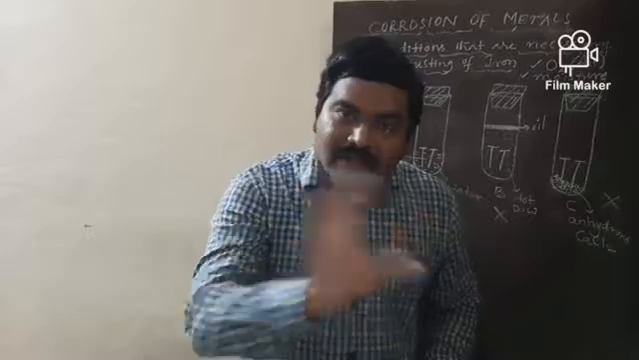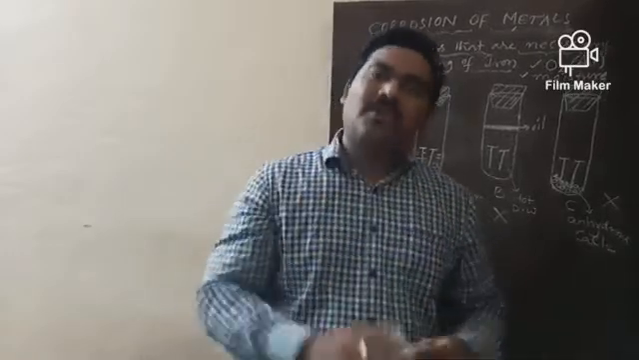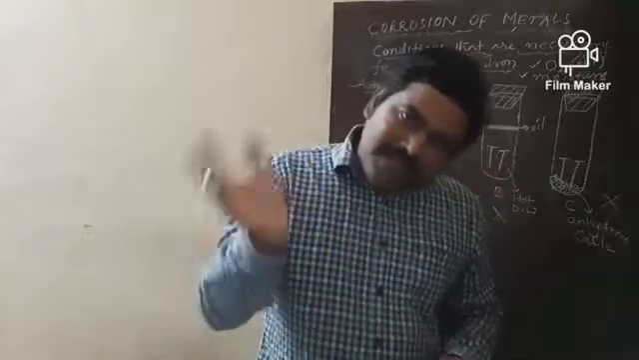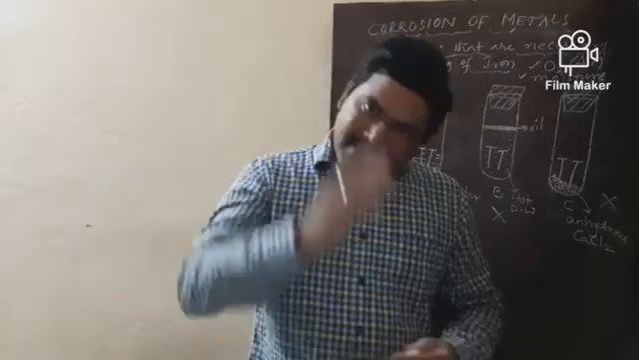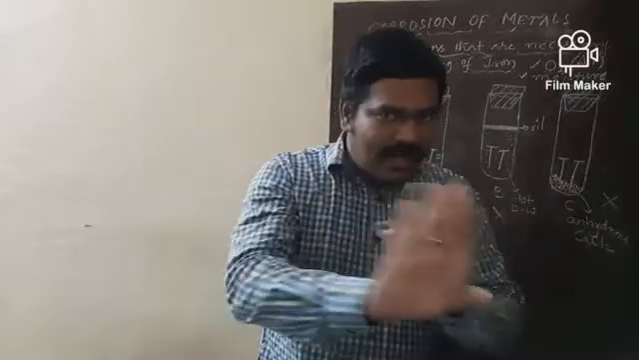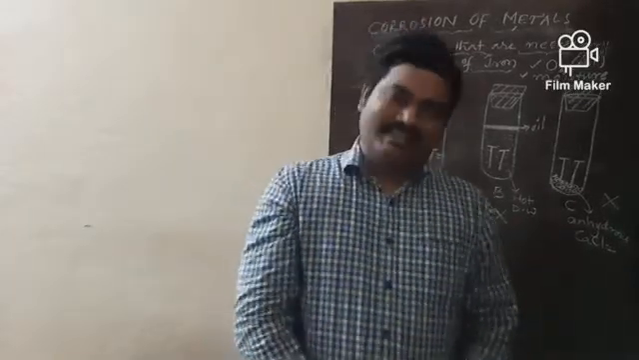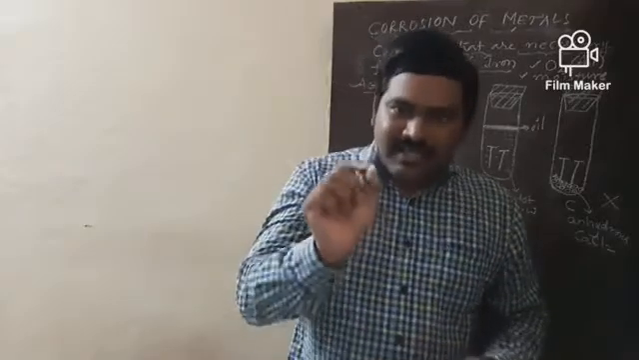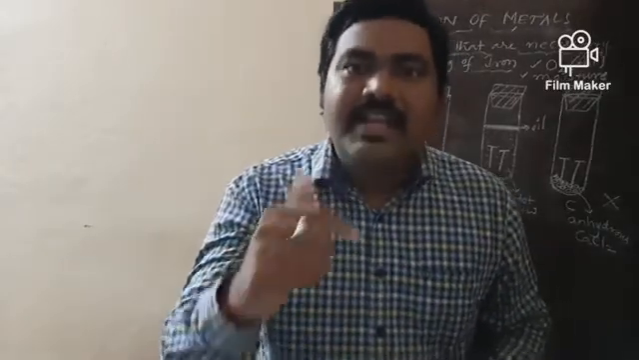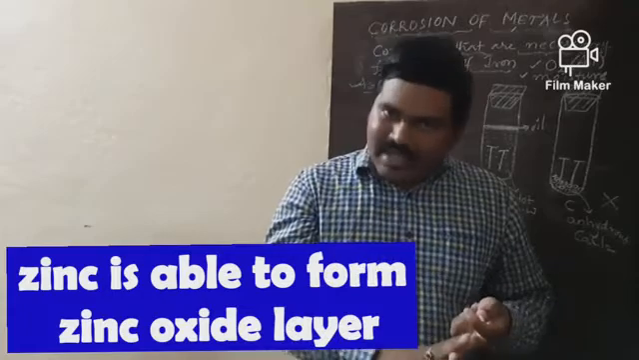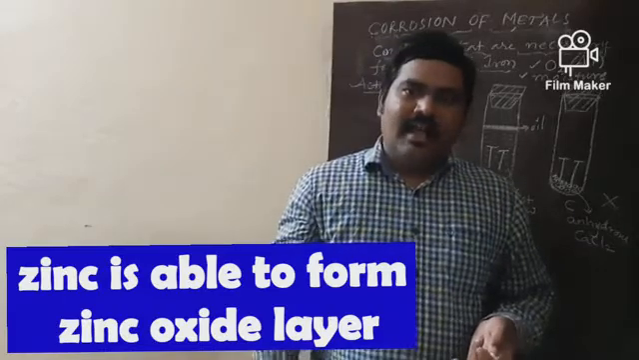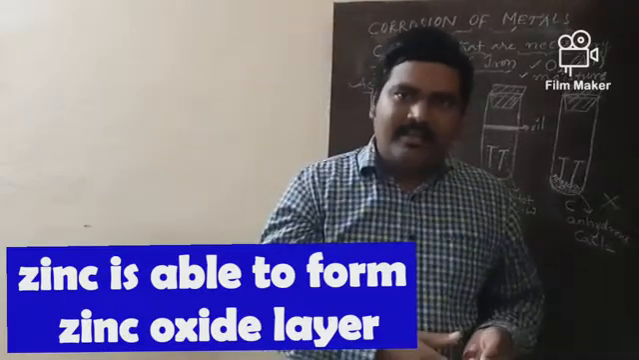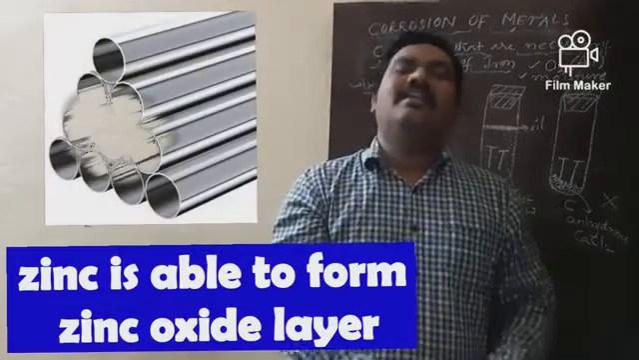Galvanized articles do not undergo corrosion or rusting even if the zinc coating is broken. Why? Did you understand my question? Even if you break the zinc coating, galvanized articles never undergo rusting. Why? This is because zinc is able to react with oxygen very quickly compared with iron. So because zinc is more reactive than iron, zinc is able to form the zinc oxide layer. And if this zinc oxide layer is broken, again zinc is able to form a zinc oxide layer.